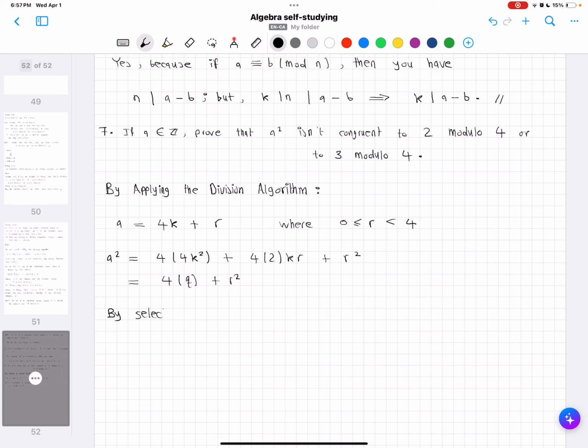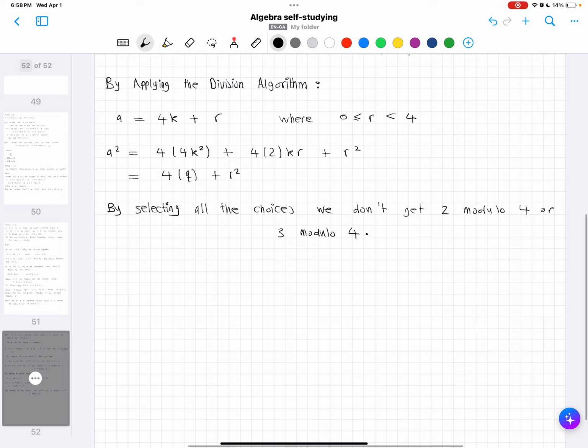By selecting all the choices, we don't get 2 modulo 4 or 3 modulo 4. And we're done. So let's move on to the next couple of questions and move on from there.